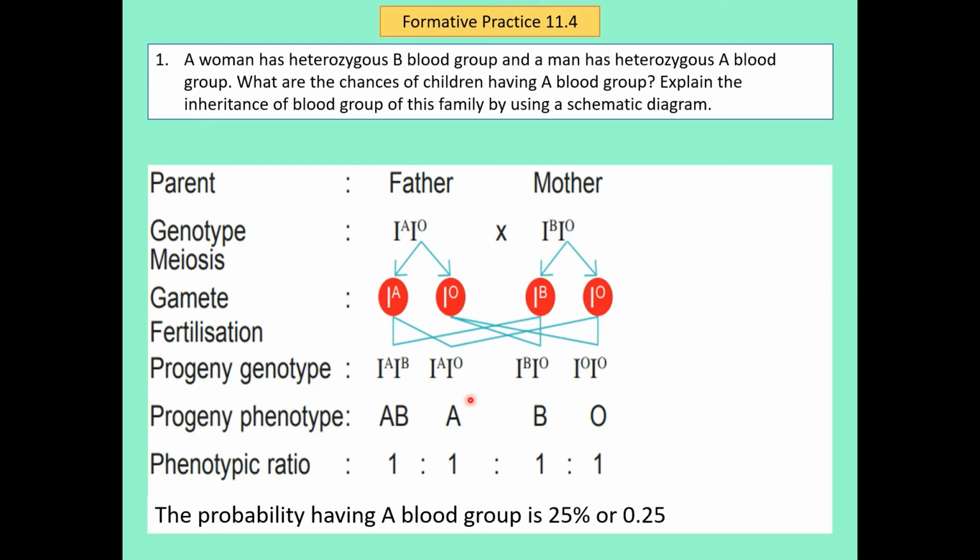This one carries one dominant allele IA and one recessive allele IO, so the blood group is A. This one carries dominant allele IB and recessive allele IO, so the blood group is B. And this one carries both recessive alleles IO, so the phenotype of the progeny is O. So the ratio is 1 AB, 1 A, 1 B, and 1 O. So the probability of having A blood group is 25% or 0.25.